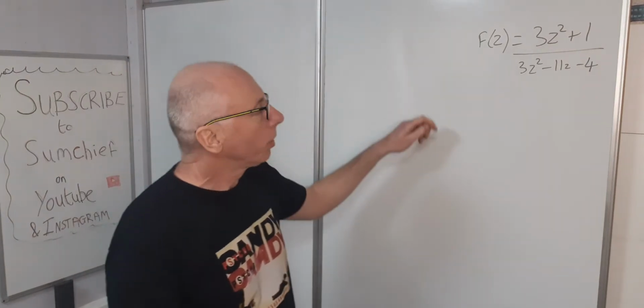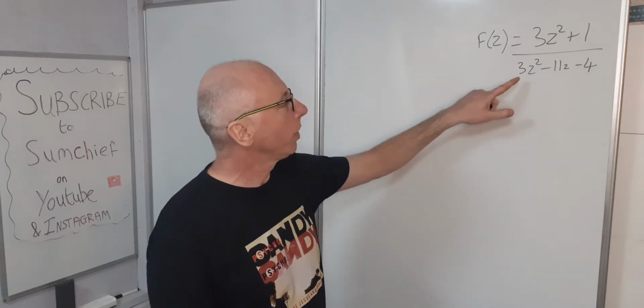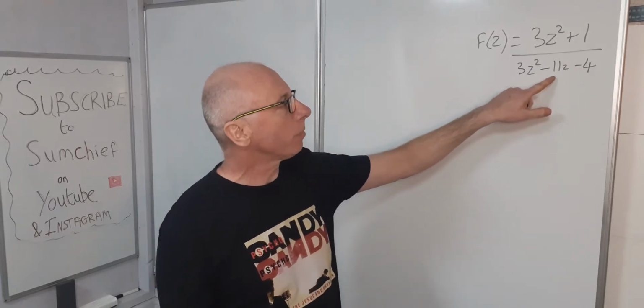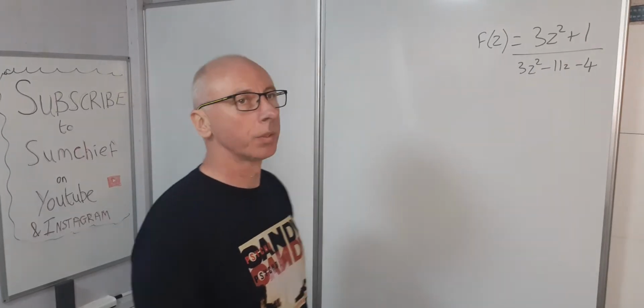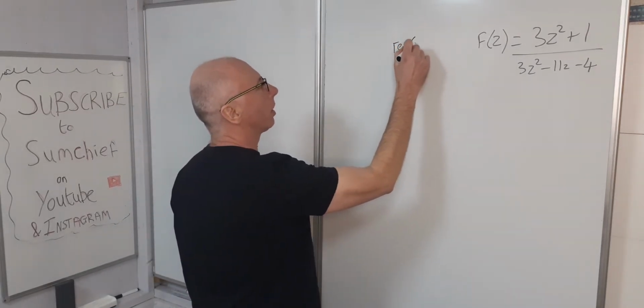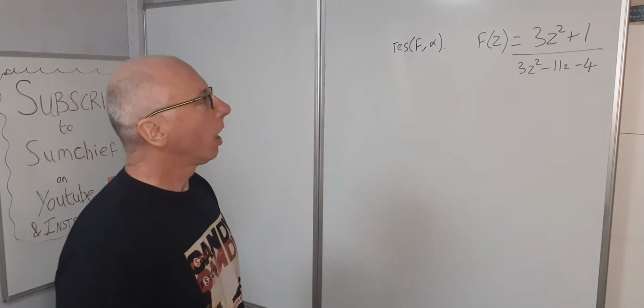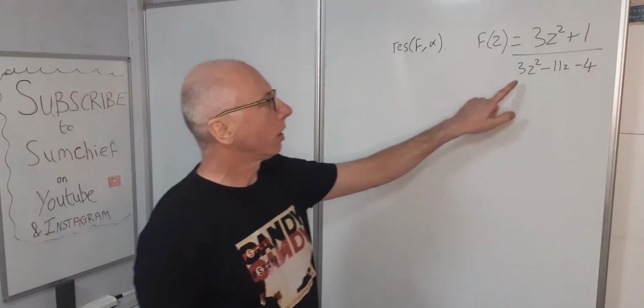Okay, so in this video we're going to find the residues of this function here, 3z squared plus 1 over 3z squared minus 11z minus 4. So residues of f at alpha, such and such. Okay, so where do we start?